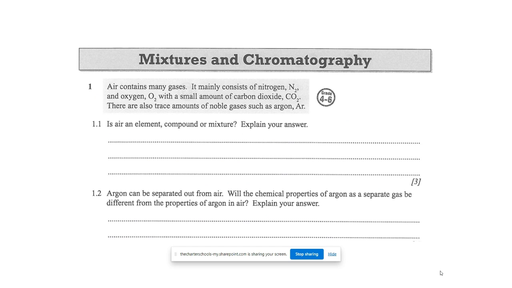Description of air. Is air an element, a compound, or a mixture? It is a mixture because it is made of different substances not chemically bonded together. It's a mixture of elements such as nitrogen and oxygen and compounds such as carbon dioxide.